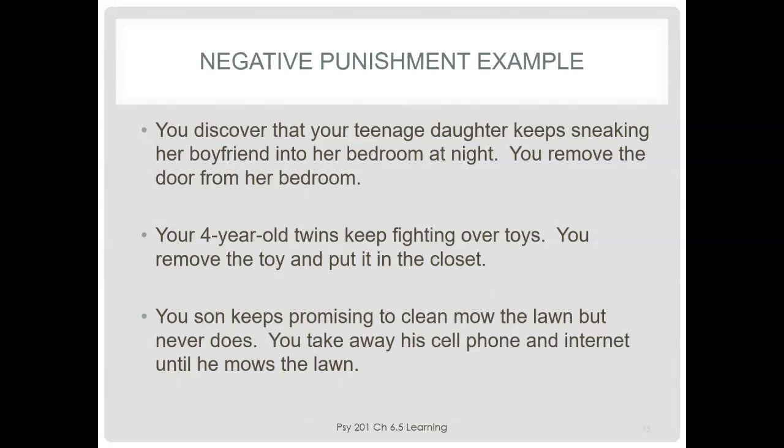Your son keeps promising to mow the lawn, but never does. So you take away his cell phone and internet until he mows the lawn. Actually quite effective. This is a negative punishment because you're decreasing a behavior. Oh, how did I flip this? So it's a negative punishment. You're taking something away from the situation.